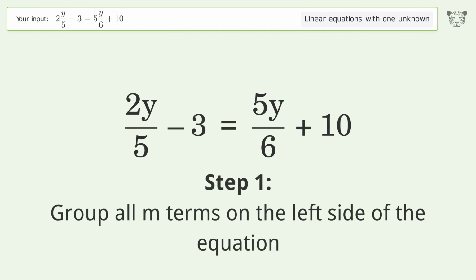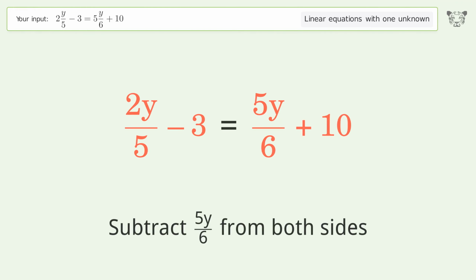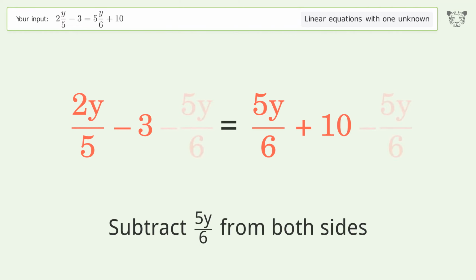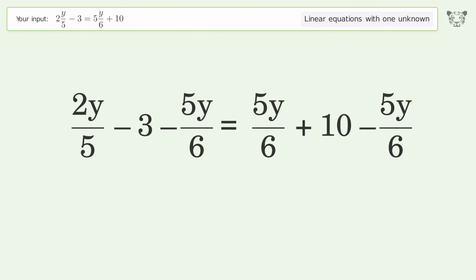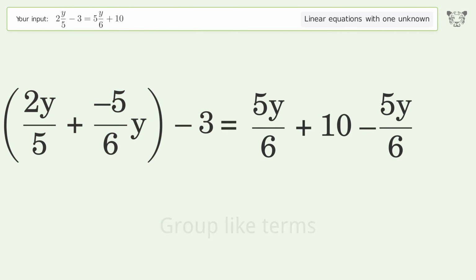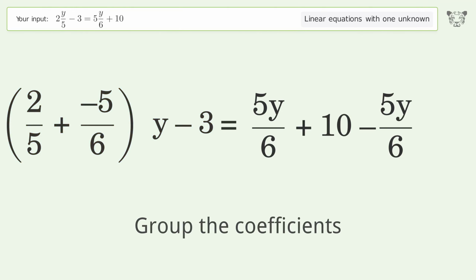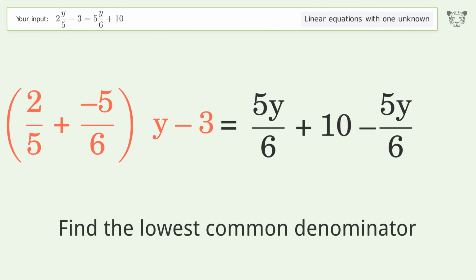Group all m terms on the left side of the equation. Subtract 5y/6 from both sides. Group like terms. Group the coefficients. Find the lowest common denominator.